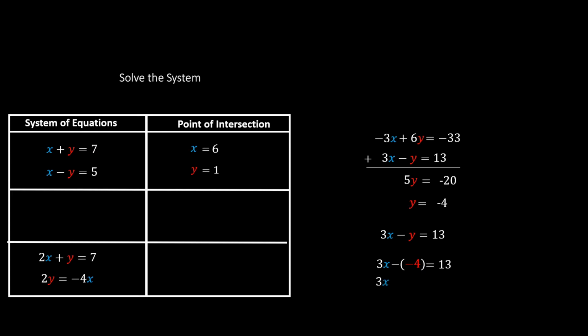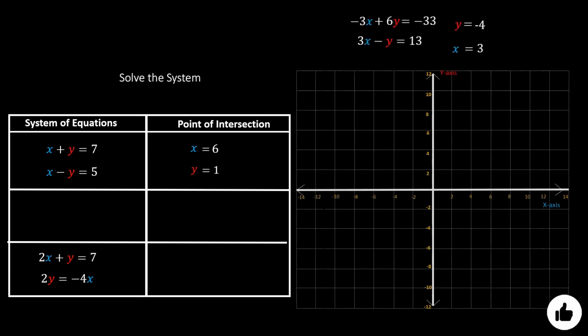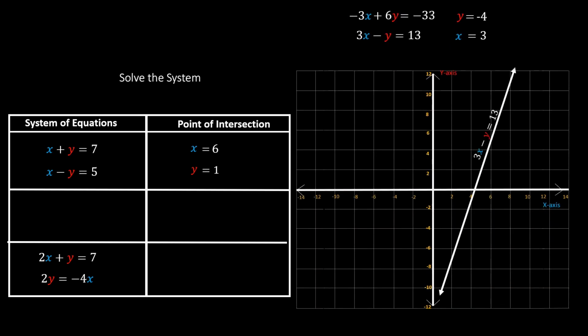Simplifying, we get 3x plus 4 is equal to 13. Subtracting 4 on both sides gives us 3x is equal to 9. We can then divide by 3 to get x is equal to 3. Now, if we graph the equations, we'll see that the point of intersection happens at (3, negative 4). Again, exactly what we solved for.